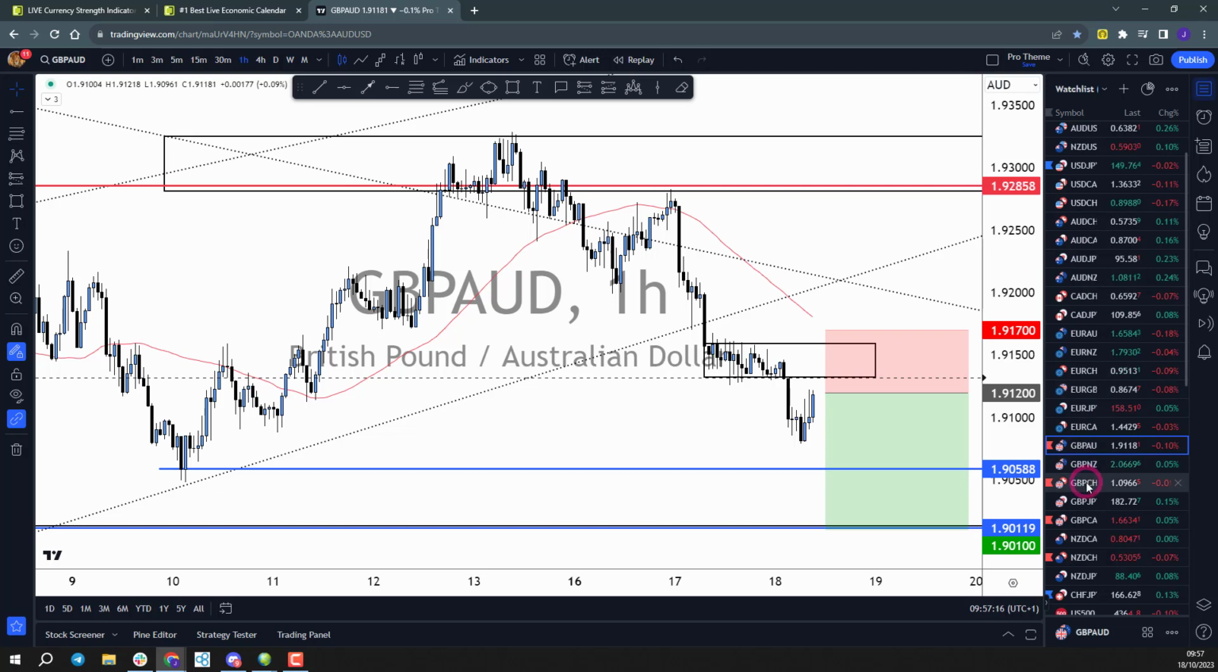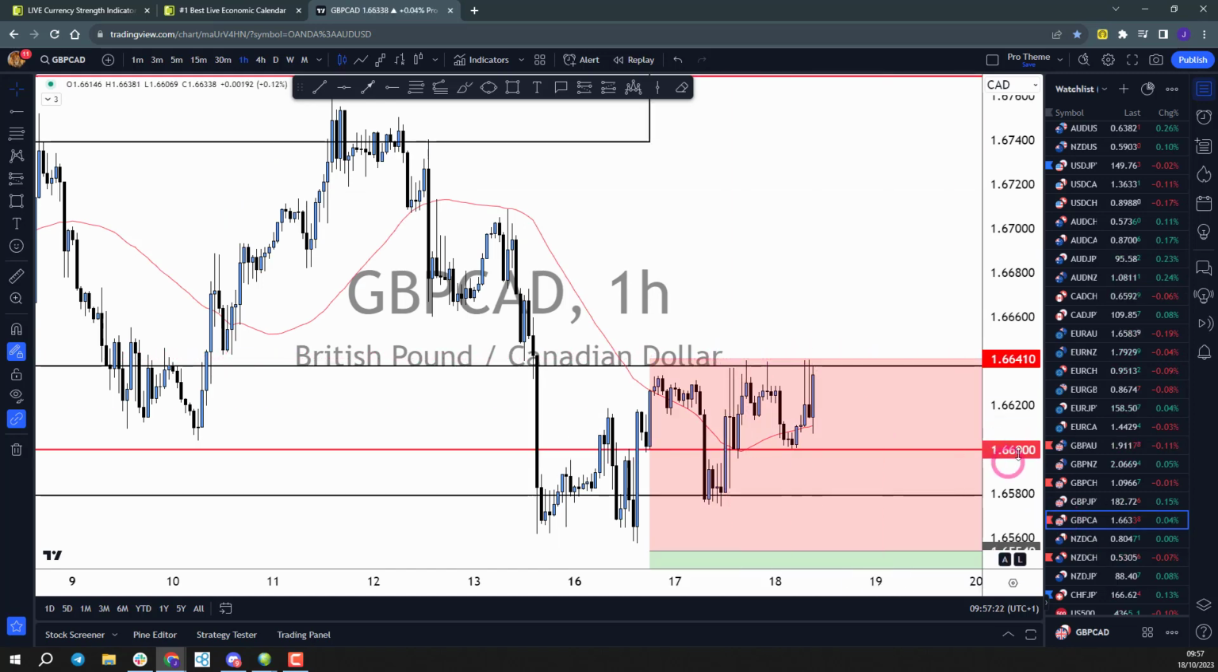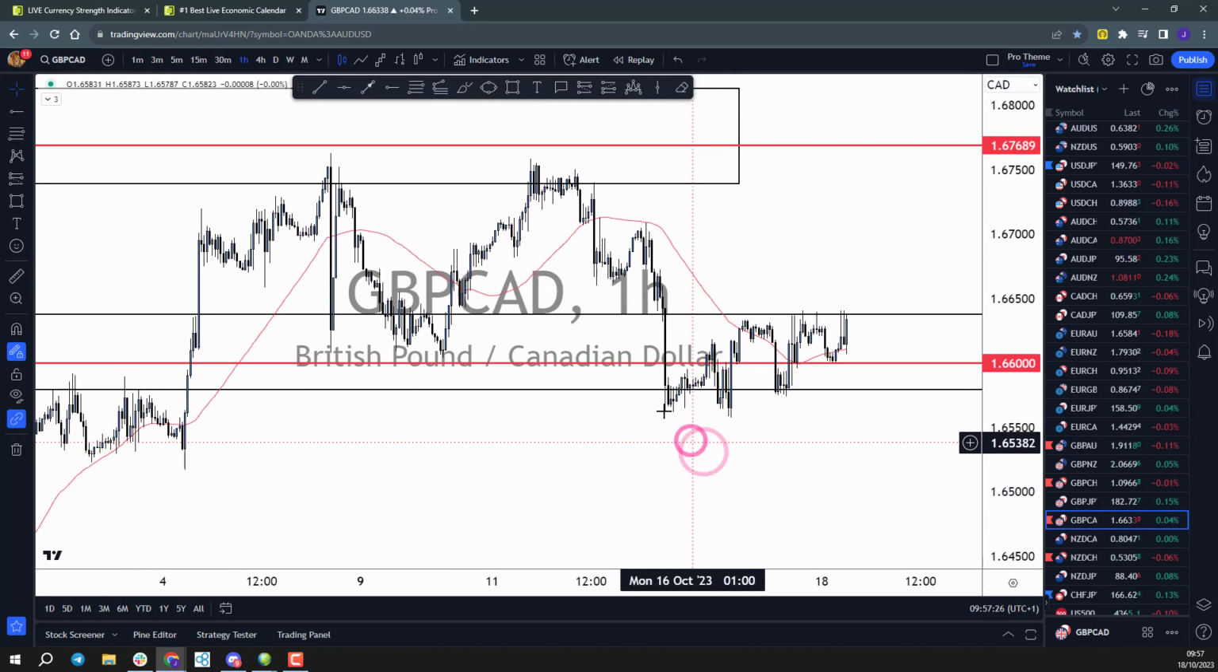Another one to watch is, like I said, Pound Swiss. We've already covered that. Pound CAD was also something on our radar. We just haven't had any opportunity there. In the end, that's just negated everything there.